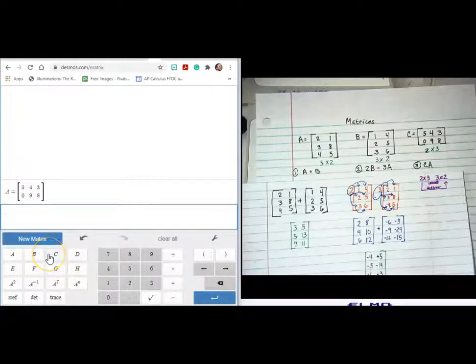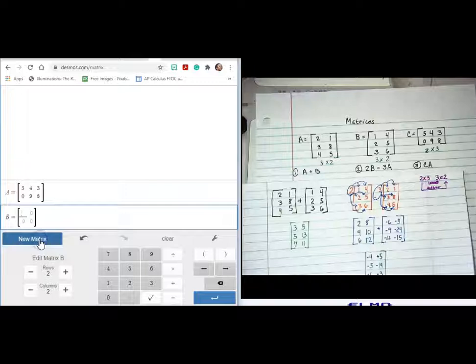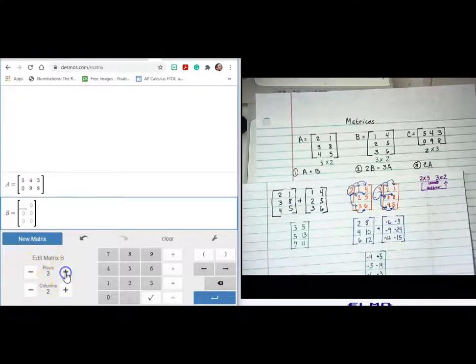So matrix, we're going to make this next one B. But we know it's A. So this one's a 3 by 2. So 3 rows, 2 columns. So 2, 1, 3, 8, 4, 5. All right, hit enter there.